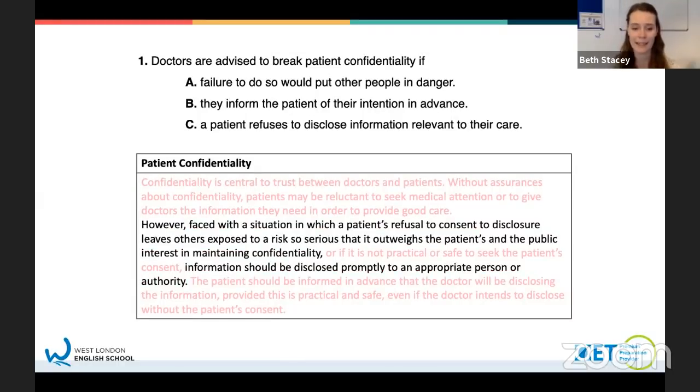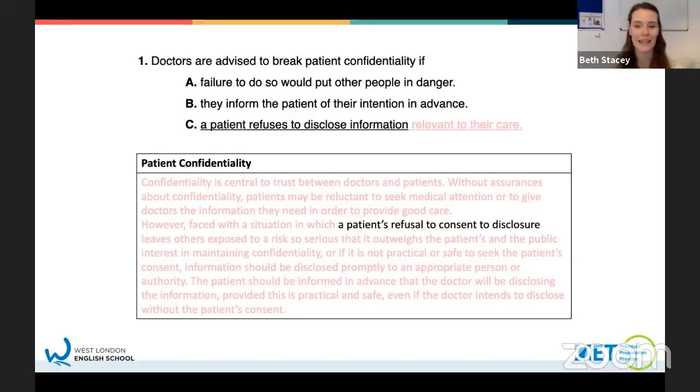And then we've got a key section, which is our answer. Faced with a situation in which the patient's refusal to consent to disclosing leaves others exposed to a risk. And what that means is that A is our answer, because failing to break confidentiality is going to put other people in danger, and we can see that it's so serious that it outweighs the patient's and the public's interest in maintaining confidentiality. So it leaves others exposed to risk, which is a synonym for puts other people in danger.